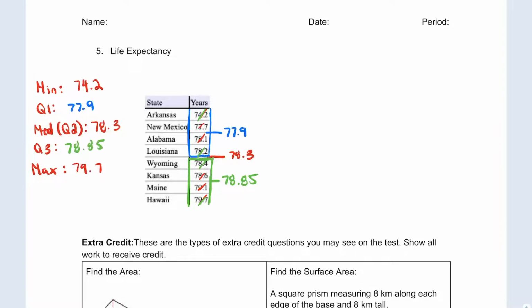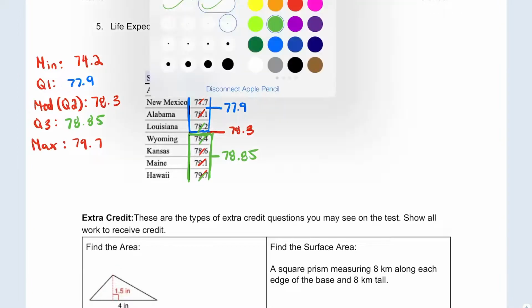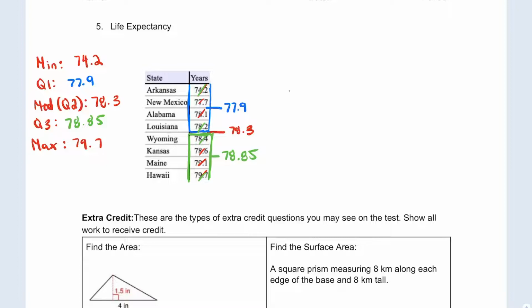I'm going to leave it as 78.85, just because it's already rounded to the hundredths, or not rounded, but it's left with hundredths. Okay, so let's go ahead and graph. We need a number line, please don't forget.